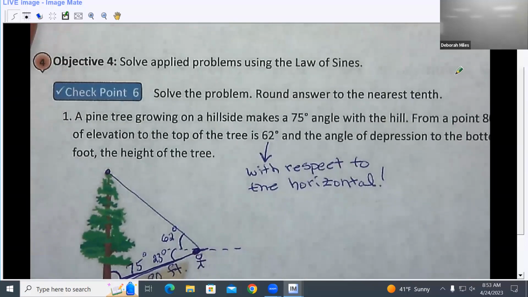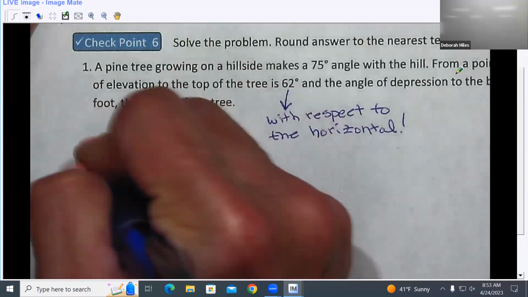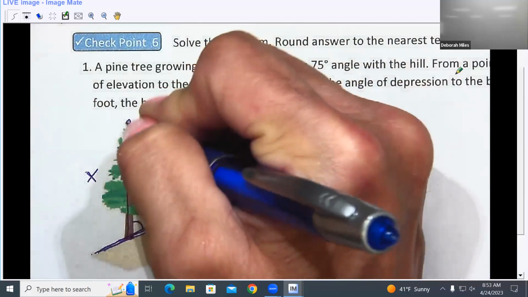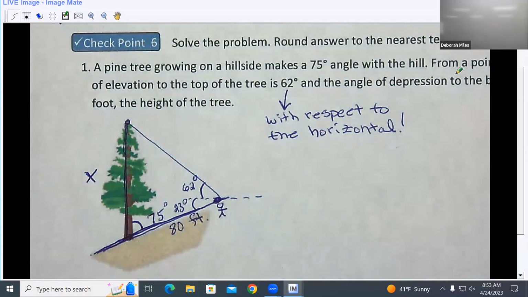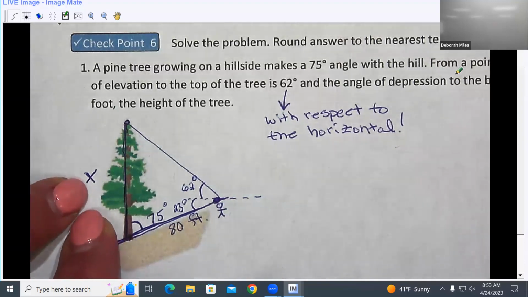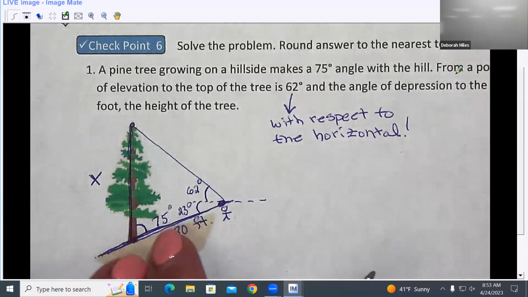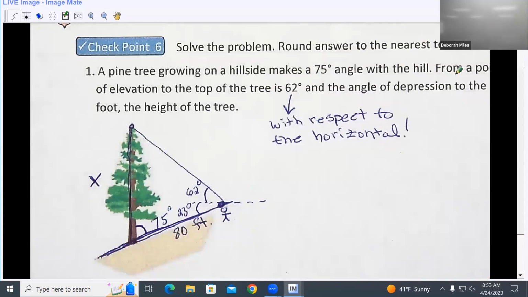Okay. What am I looking for? The height of the tree? So let's let that be X. Just a center line straight down through the tree. Do I have what I need to use the law of sines right now? No. If I was looking for X, I'd have to know the angle opposite it, and I do, but to use the sine of 75 degrees, I'd have to know the side opposite that. So what can I find?